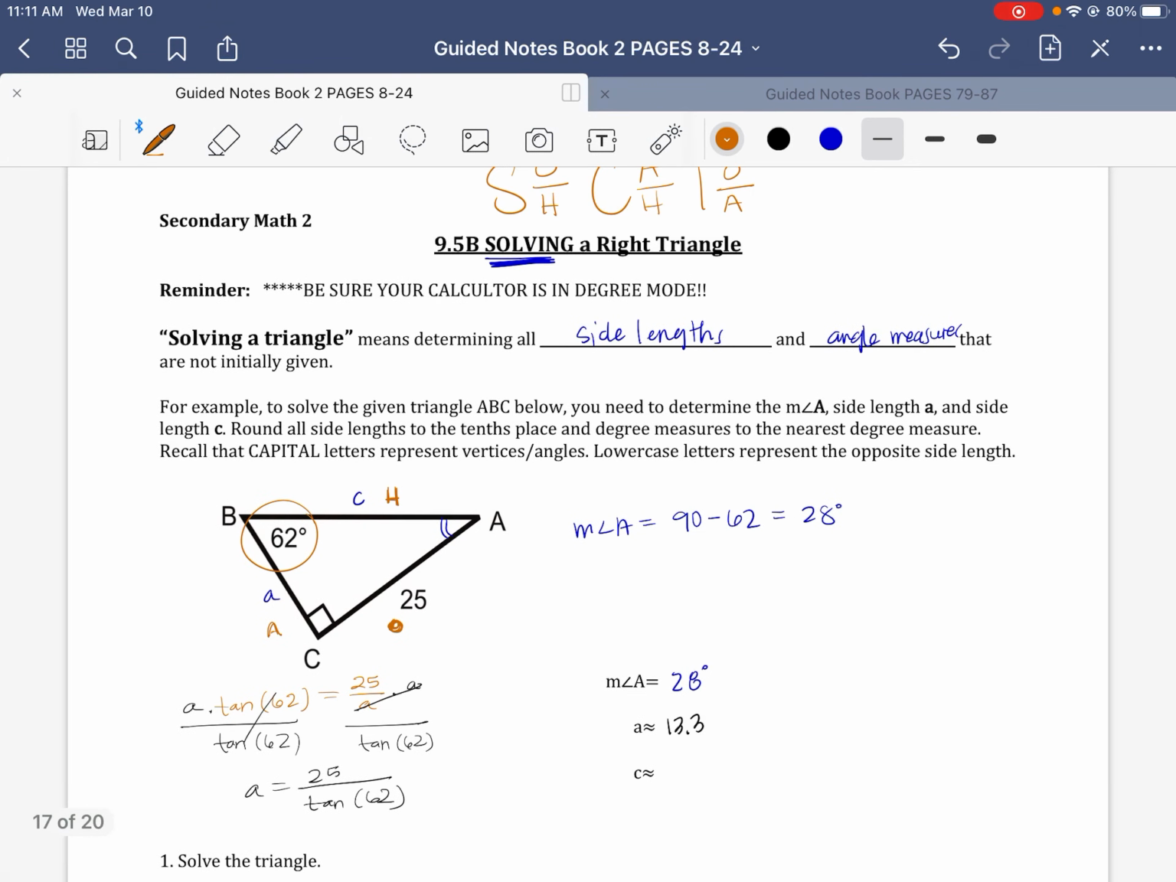So again, I'm going to set up another trig function over here where there's room. Sine of 62 is equal to 25 over little c, or the h. And again, if I divide or multiply by c, this one becomes a division problem. So c is equal to, we're going to divide by sine of 62 degrees. And if you plug that in your calculator, you'll end up with about 28.3. Okay, this triangle, now that we've found all the pieces, would be considered solved.